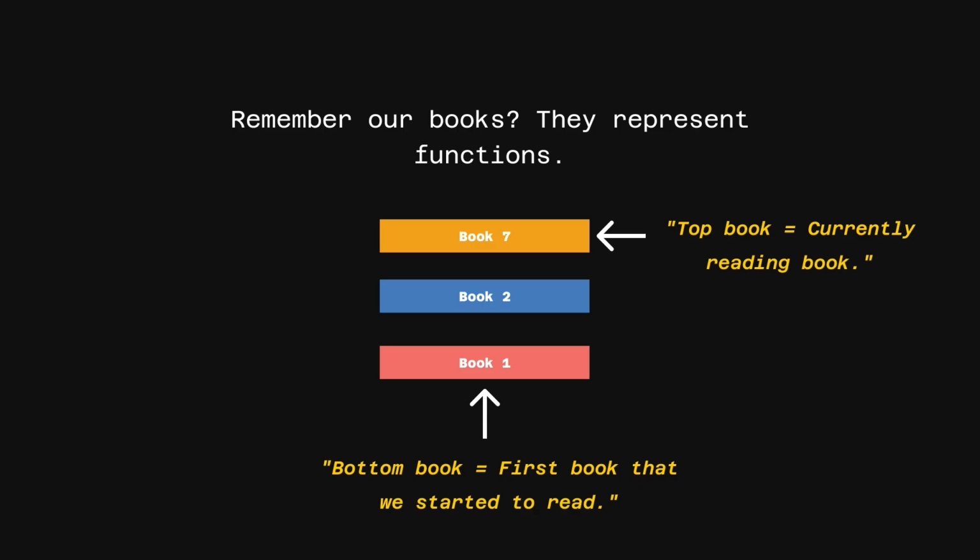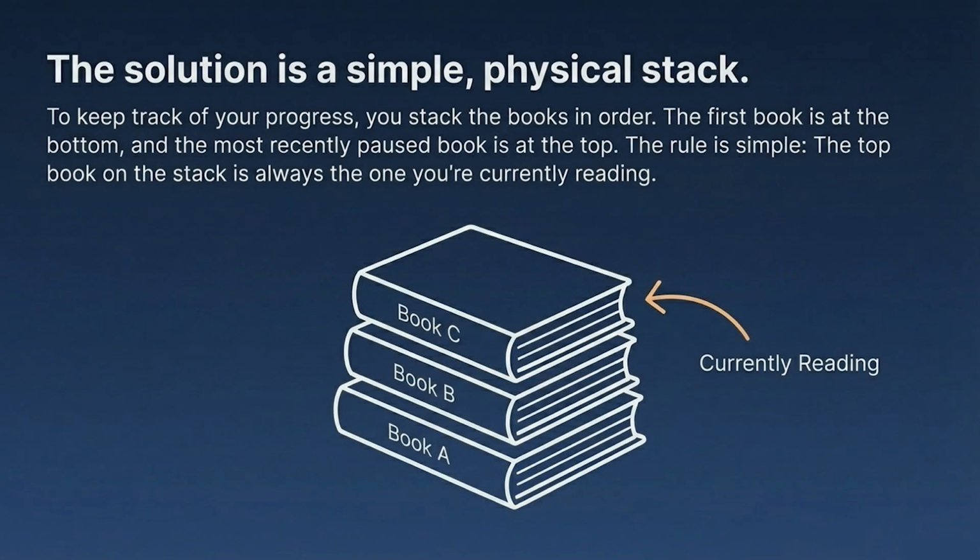To keep track of your progress, you stack the books in order, the first book at the bottom and the most recently paused book at the top. This arrangement makes it easy to resume reading the current book by picking up the one on top. Once a book has no more references, you finish it, remove it from the stack, and resume the book beneath it.